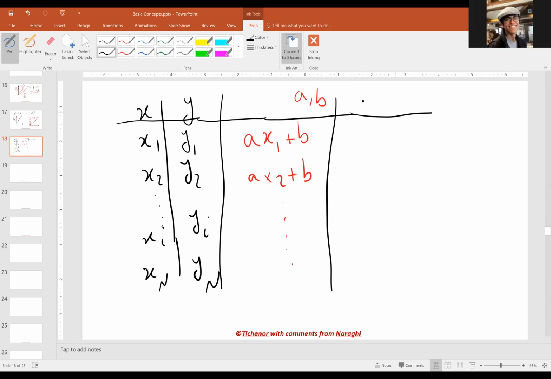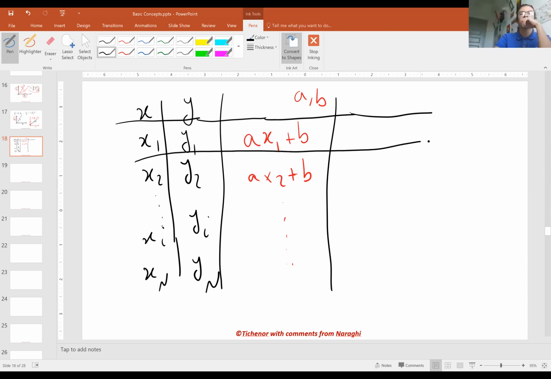So what is the error in the first one? y1 minus a x1 plus b. Excellent. So it's going to be y1 minus a x1 plus b, because the model predicts this much, but the actual measurement is this much.